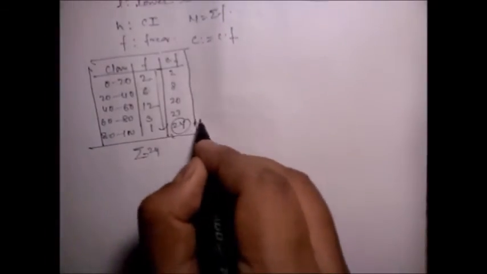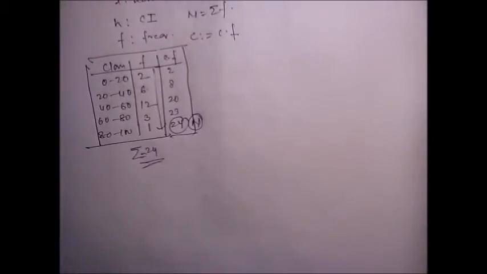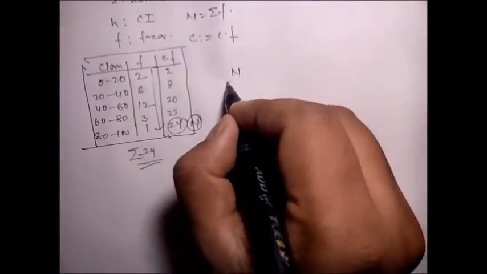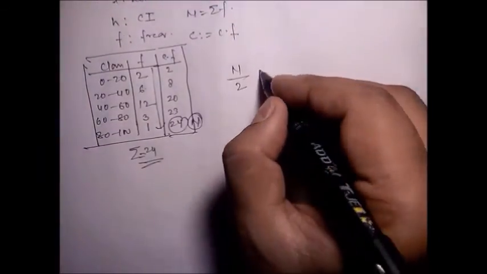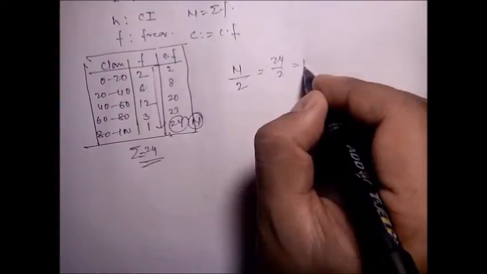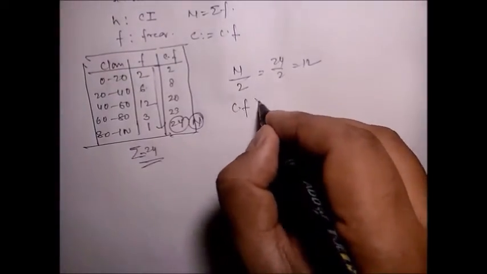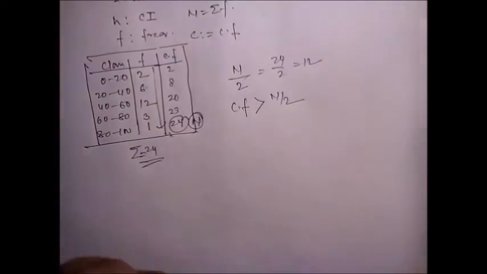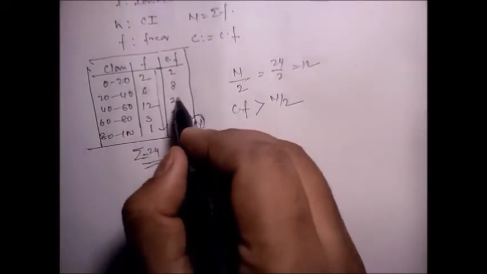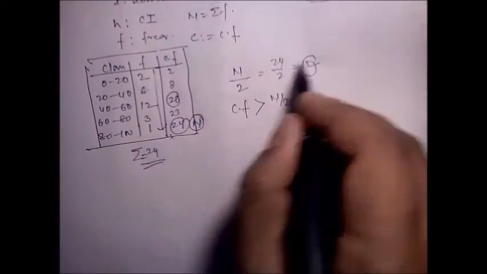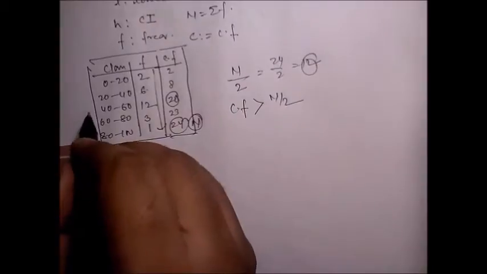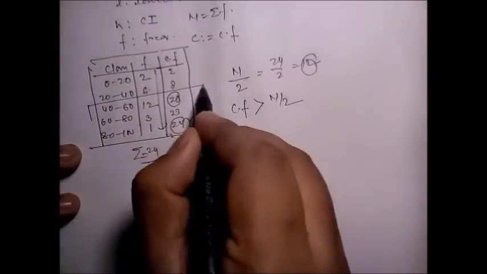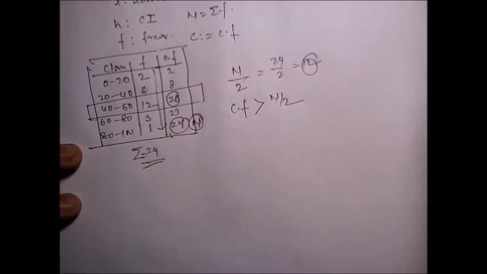And the summation of the frequency is nothing but 24, this is our total frequency. So first of all, identify the median class. Already you know, calculate n by 2. So n by 2 is 24 by 2, it is 12. Identify the CF which is just more than n by 2. So the CF is 20, which is just more than 12. So the median class is this. This is nothing but our median class. Clear how to calculate the median class?